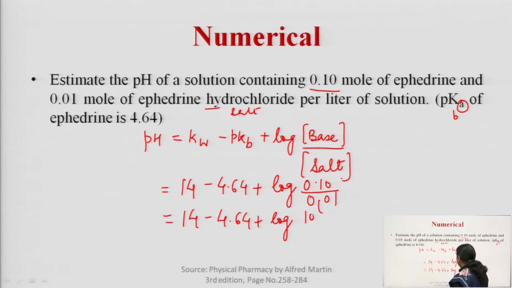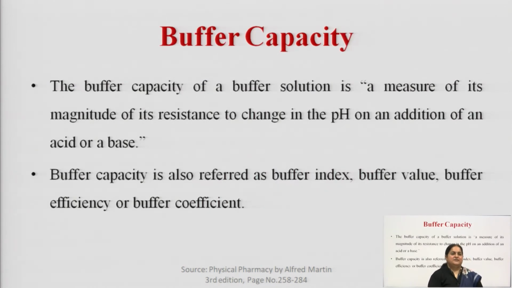It can be log 10 and the value can be calculated, and in this way you can get the answer of the pH for the buffer equation, right. Next is the buffer capacity. The buffer capacity of a buffer solution is a measure of its magnitude of resistance to change in the pH on addition of an acid or a base, right.